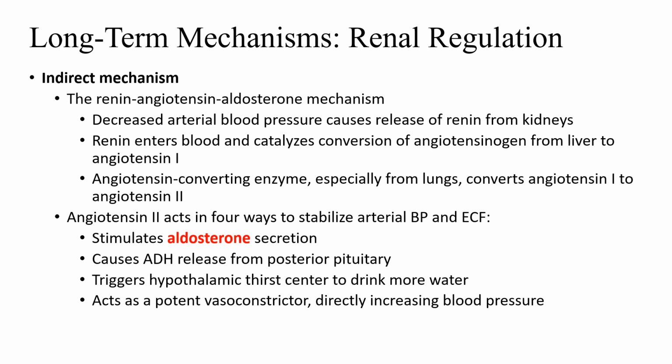The first of those is aldosterone secretion. The second is antidiuretic release. This will be from the posterior pituitary. Remember, the posterior pituitary is not actually synthesizing hormones. It is storing those synthesized from the hypothalamus. It can trigger the hypothalamic thirst center, so telling the body it needs to drink more water. And it also is a potent vasoconstrictor itself, so it can directly increase blood pressure by vasoconstricting.